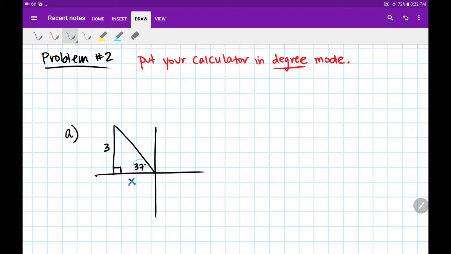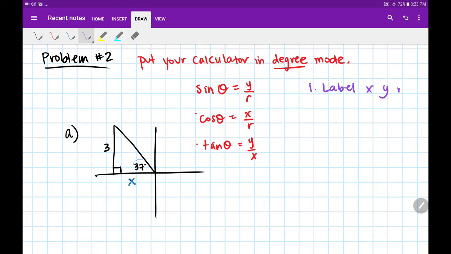So now, since we're dealing with angles, we're going to have to use our trig ratios. Sine theta is y over r, cosine theta is x over r, and tan theta is y over x. So in order to solve for x here, I'm going to need to use one of these trig ratios. Well, let's see what they've given me. Step one is always label everything, x, y, and r. So this guy I already know is x. This side is y.